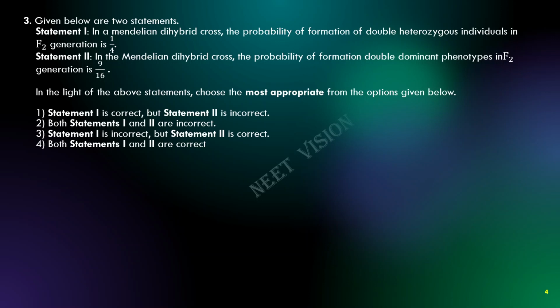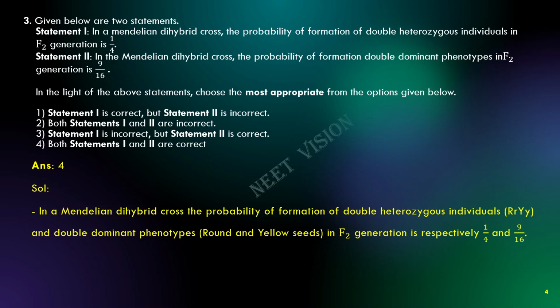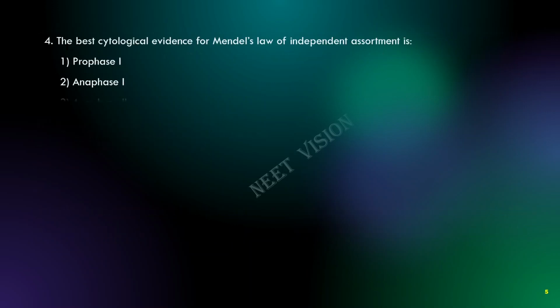Both statements 1 and 2 are correct. The fourth option must be the correct one. Let us see the answer. In a Mendelian dihybrid cross, the probability of formation of double heterozygous individuals, capital R small r, capital Y small y, with respect to shape and color of the seed, and double dominant phenotypes, round and yellow seeds, in F2 generation is respectively 1/4 and 9/16. Coming to the next question.